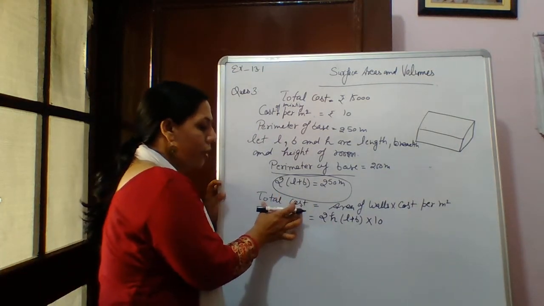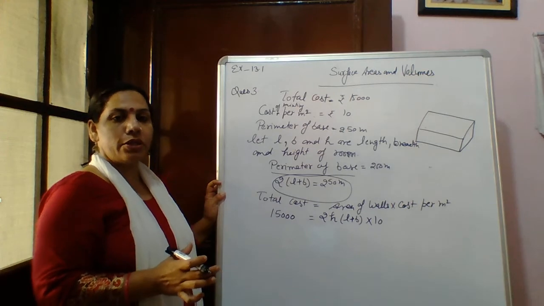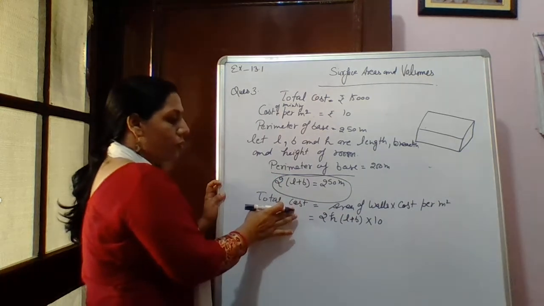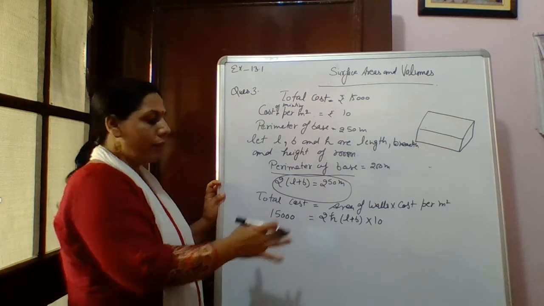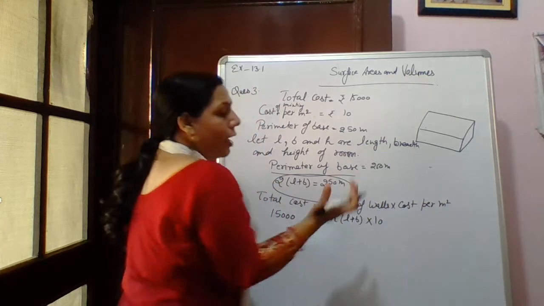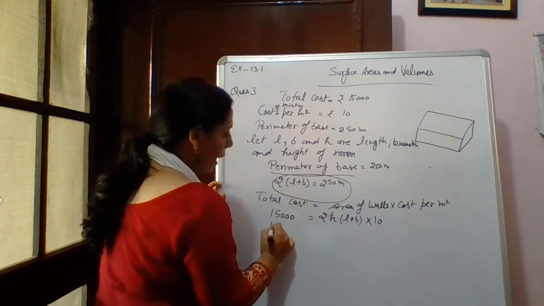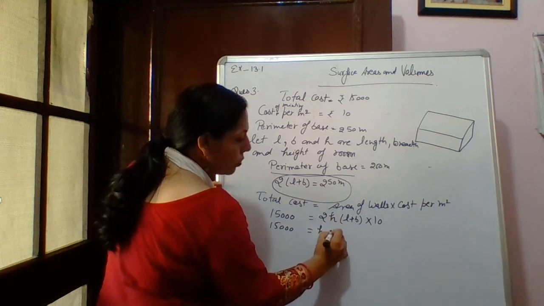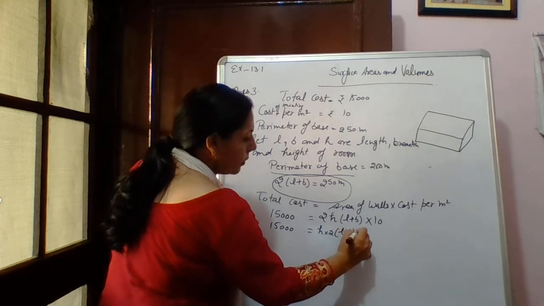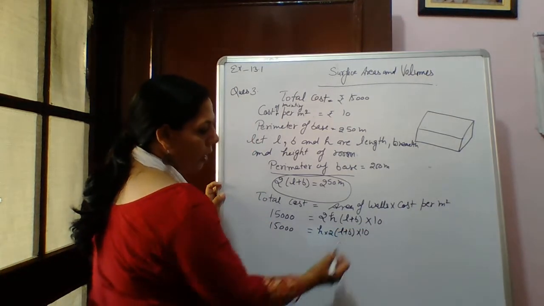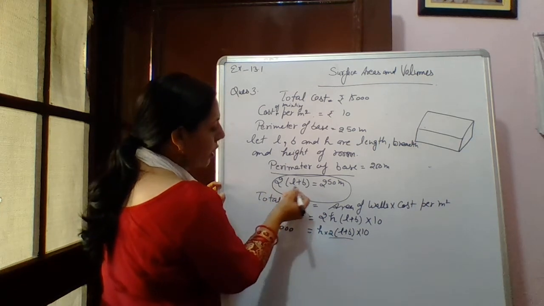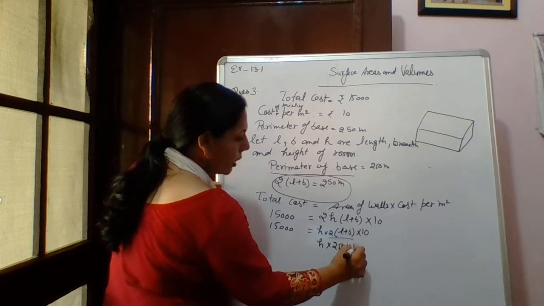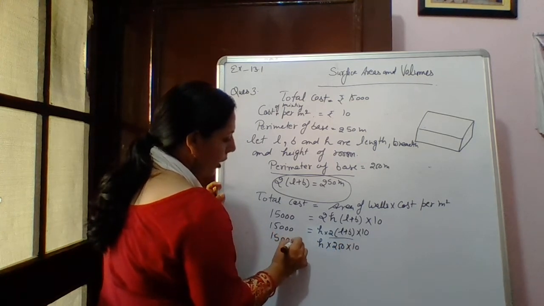We have done 2 questions so far. In those 2 questions, what did we do? Area into cost per meter square equals total cost. But here the question is in opposite form. This is given, but the height is asked. So you can write it as h into 2 into (L plus B) multiplied with 10. You can write the value of 2 into (L plus B) as 250 meters. H into 250 into 10 is equal to 15,000.